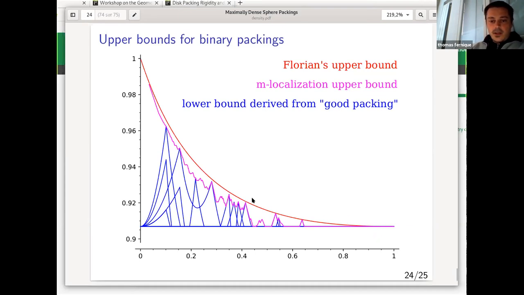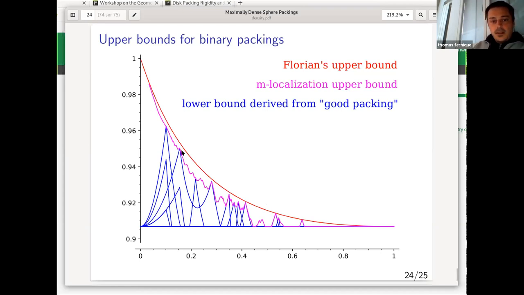Okay, the red curve is the Florian bound. Remember, it is the density in a triangle with one large disk and two small disks. So it gives a rather good bound for any size of disk. But we know that it is not a tight bound. It is never reached, because you cannot tile the plane with this triangle.